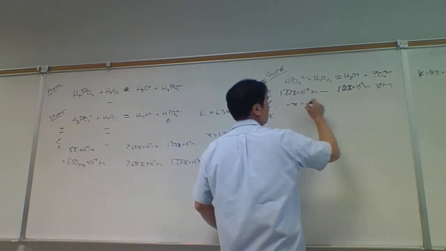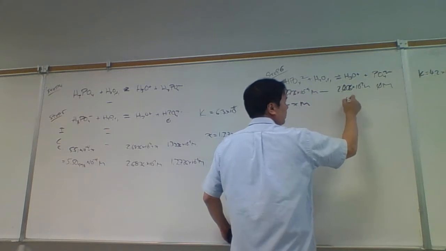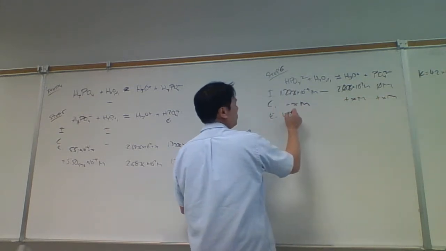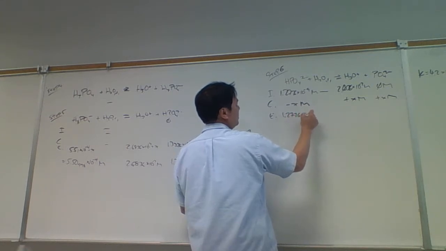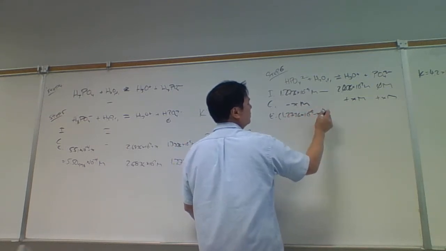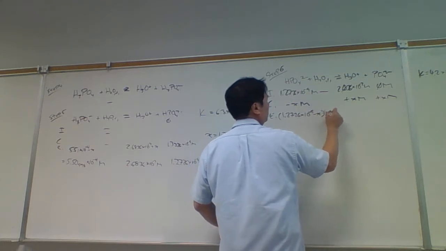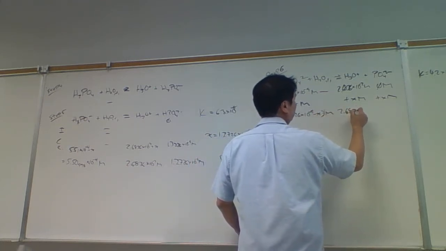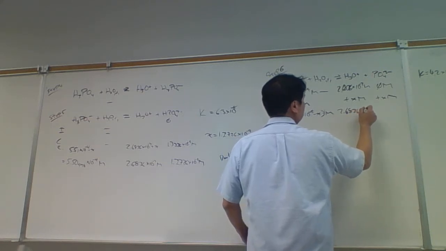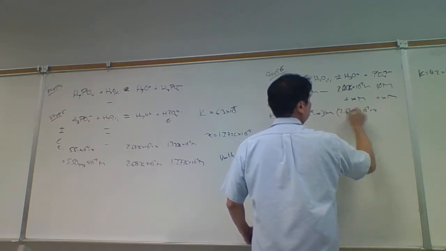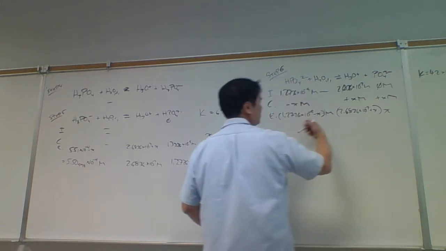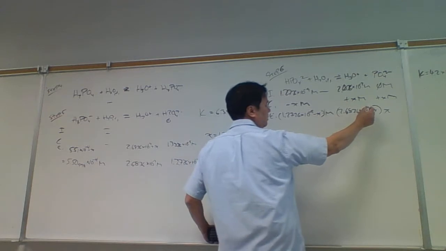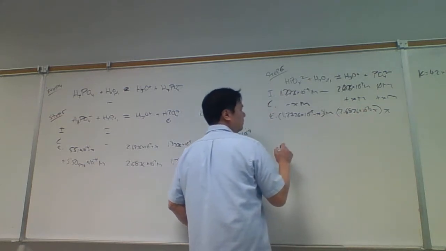I mean, look at the K value, plus X molar, plus X molar. So at equilibrium, we're going to have 1.2726 times 10 to the minus 9 minus X, 2.6836 times 10 to the minus 2 plus X, and then X. Usually I just write these in decimal, especially this one here. Easier than scientific.